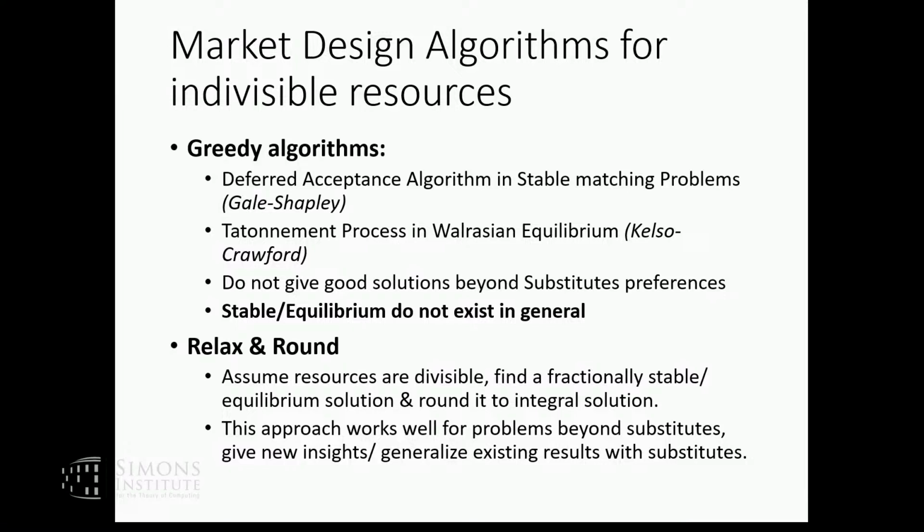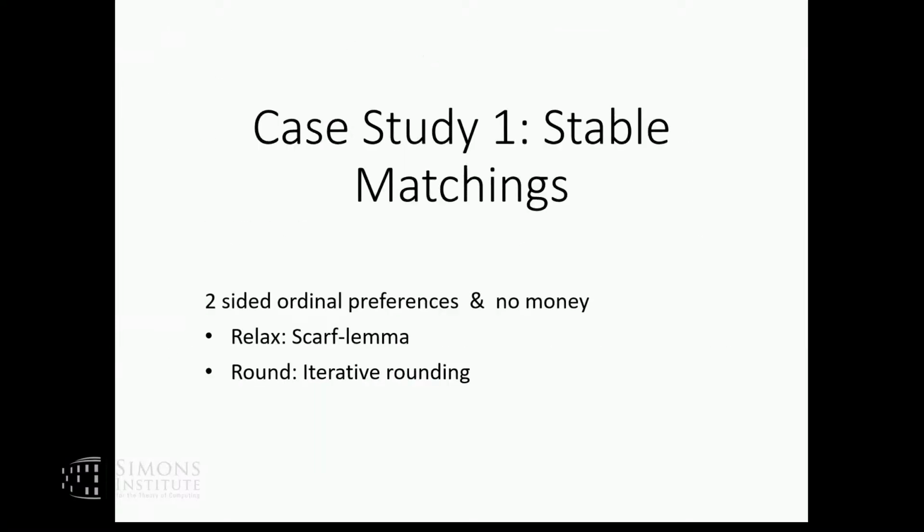So the approach that I'm proposing is called relax and round. First, I assume that in this market, things are divisible. I come up with a fractional stable matching or fractional equilibrium, and then I round it. This approach turns out to be quite flexible, works well for preferences beyond substitutes, and importantly also gives insight into why we have the original result when we have substitute preferences. I'm going to give you a few example case studies of this approach.